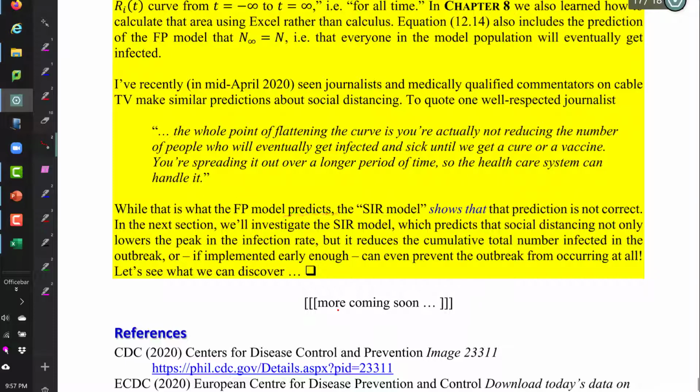But in the next section, we're going to talk about this SIR model. And what it does is it shows that that prediction that I heard on TV, and I've heard from many people actually, is just not correct. It's really not correct. This model actually shows that social distancing can not only lower the infection rate, but it can reduce the cumulative total number of people who get infected. And if you did it early enough, you could even prevent the outbreak from occurring at all. Which sounds like a good idea, but unfortunately the cat's out of the bag here in America.